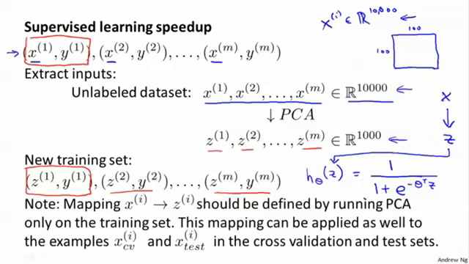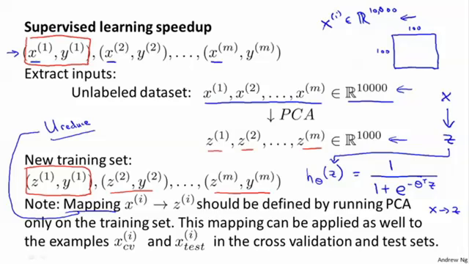One final note, what PCA does is it defines a mapping from X to Z. And this mapping from X to Z should be defined by running PCA only on the training set. In particular, this mapping that PCA is learning computes a set of parameters. It does the feature scaling and mean normalization, and is also computing this matrix U reduce. But all of these things, like U reduce, are parameters that are learned by PCA, and we should be fitting our parameters only to our training set and not to our cross-validation or test sets.